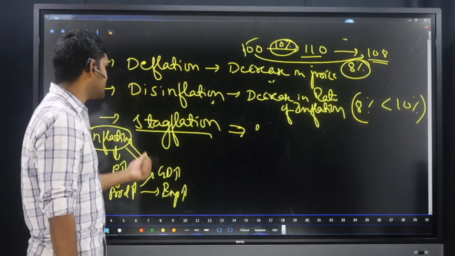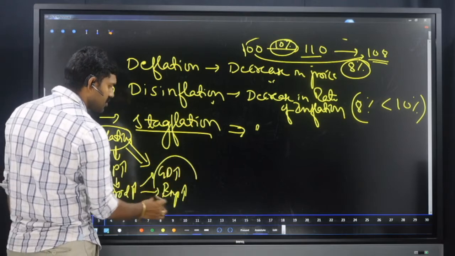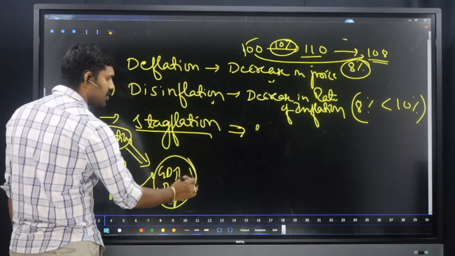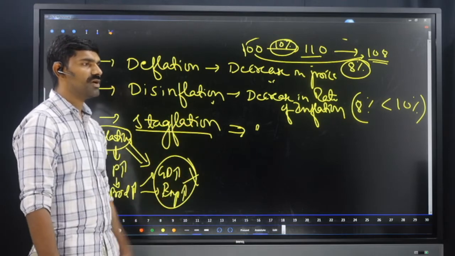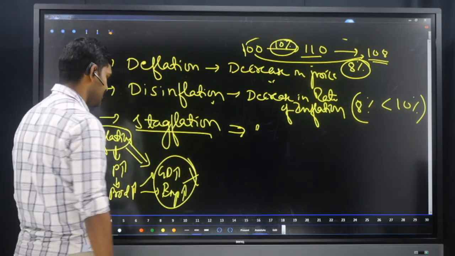Okay, so this is nothing but stagflation. Inflation should contribute to growth of the GDP and employment, but that is not happening. If that is not happening, then what is it called? Stagflation. Is it clear?